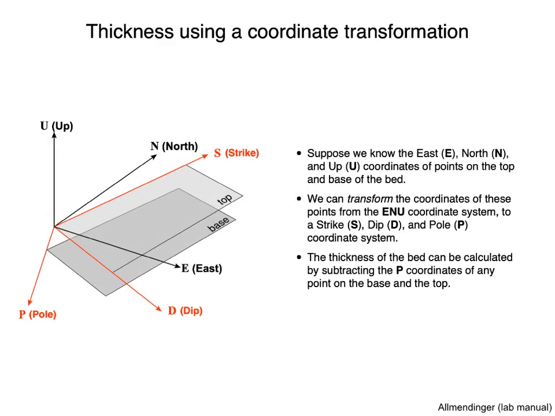Suppose we have a topographic, Cartesian coordinate system, east, north, up, here shown by the black axes E, N, and U. Suppose we know the east, north, and up coordinates of points on the top and base of a sedimentary layer. We can transform the coordinates of these points from the east, north, up coordinate system, to a strike, dip, and pole coordinate system, here indicated by the red axes S, D, and P. The thickness of the layer can then be calculated by subtracting the pole, P, coordinates of points on the base and top of the layer.